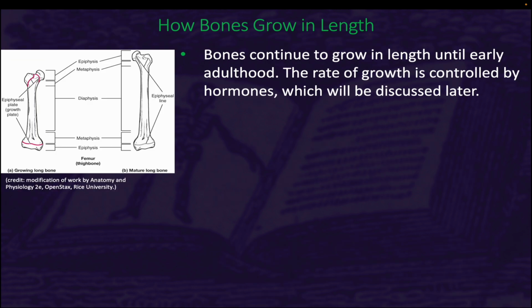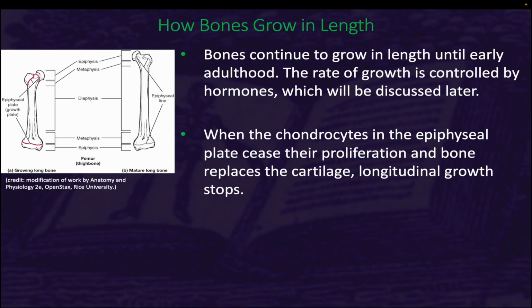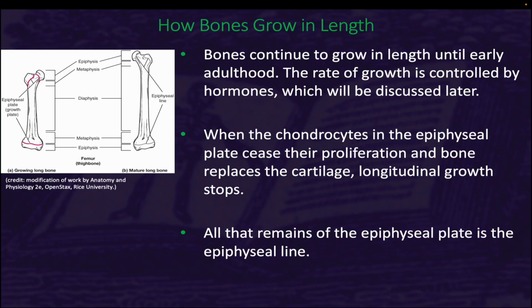Bones continue to grow in length until early adulthood. The rate of growth is controlled by hormones, which will be discussed later. When the chondrocytes in the epiphyseal plate cease their proliferation and bone replaces cartilage, longitudinal growth stops. All that remains of the epiphyseal plate is the epiphyseal line.